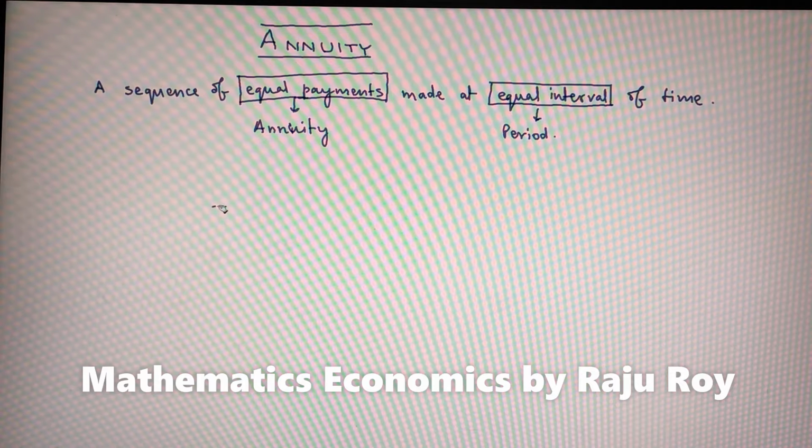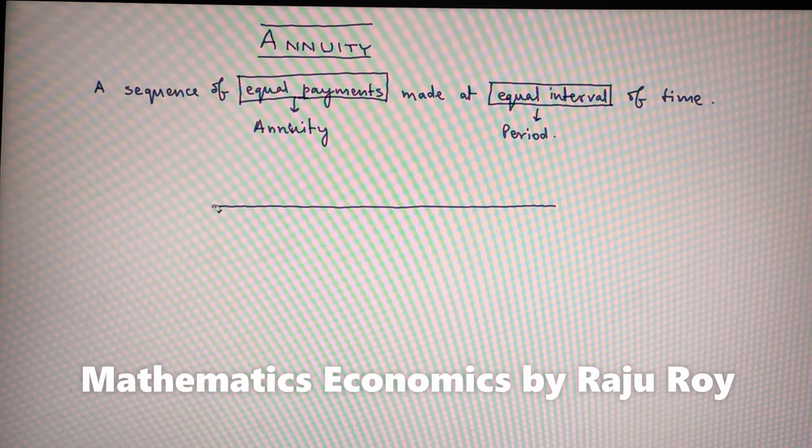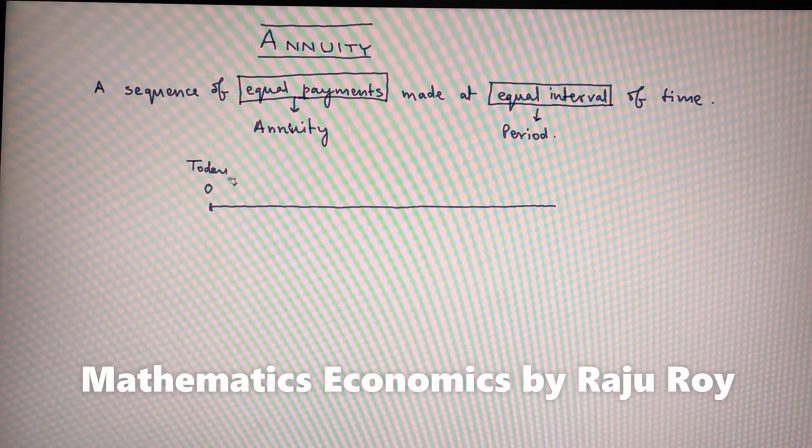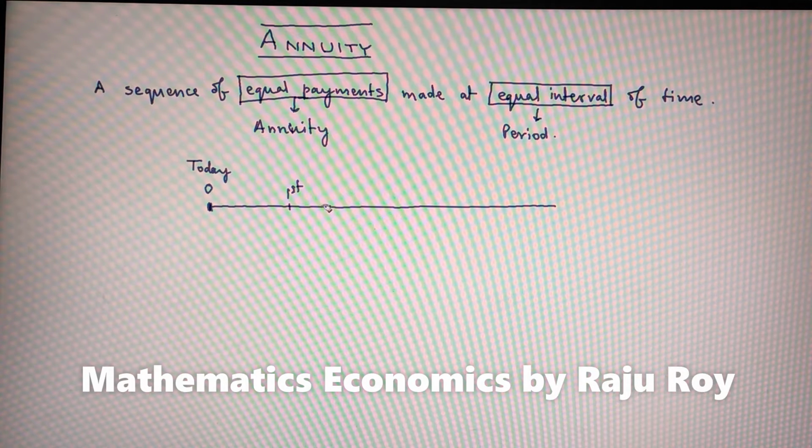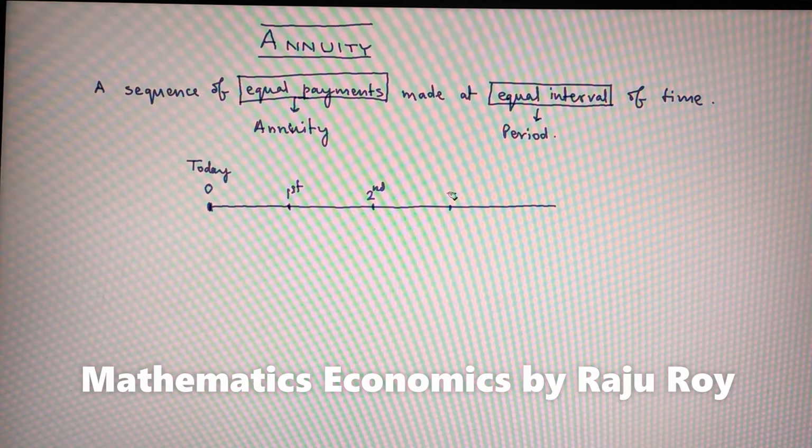Suppose you have this timeline. This is your 0 year, meaning today. This is your first year. So this is 0, today, the beginning of the first year. This is the end of the first year or beginning of the second year. This is your second year, or end of the second year. Then this is the beginning of the third year or end of the second year.